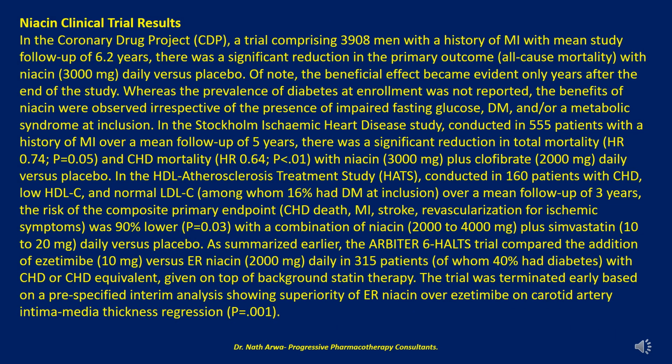We will now look at a few niacin clinical trial results. In the Coronary Drug Project, abbreviated as CDP, a trial comprising 3,908 men with a history of myocardial infarction, with mean study follow-up of 6.2 years, there was a significant reduction in the primary outcome, all-cause mortality, with niacin, dosed at 3,000 mg daily versus placebo. Of note, the beneficial effect became evident only years after the end of the study.